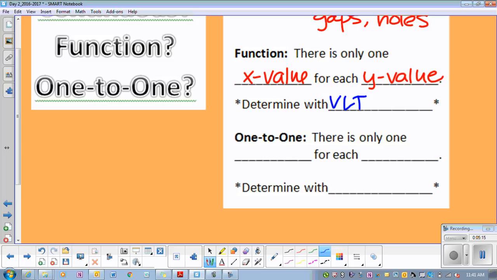And one-to-one. How do you know if a graph is one-to-one? All right. Well, this is the opposite. So there is only one y value for each what? X value. Yeah. So then how do you determine that? Well, it's kind of confusing thinking of it like this. So it's a little bit easier if you use the horizontal line test. Okay?